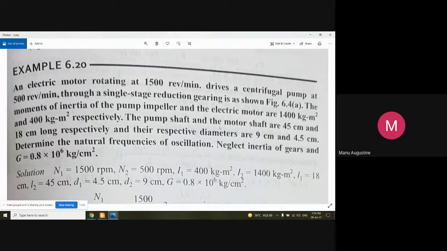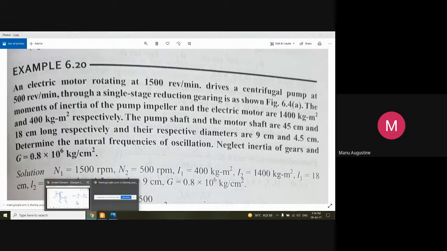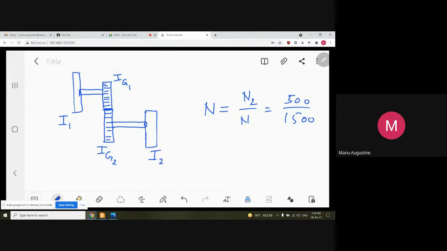The pump shaft and the motor shaft, their lengths are given, their respective diameters are given. Neglect inertia of gears, and capital G is given. What is capital G? Capital G is the modulus of rigidity of the shaft material. And you should know what to do with this data. See, if you look at the problem, what is the data that you needed and what is the data that is given?